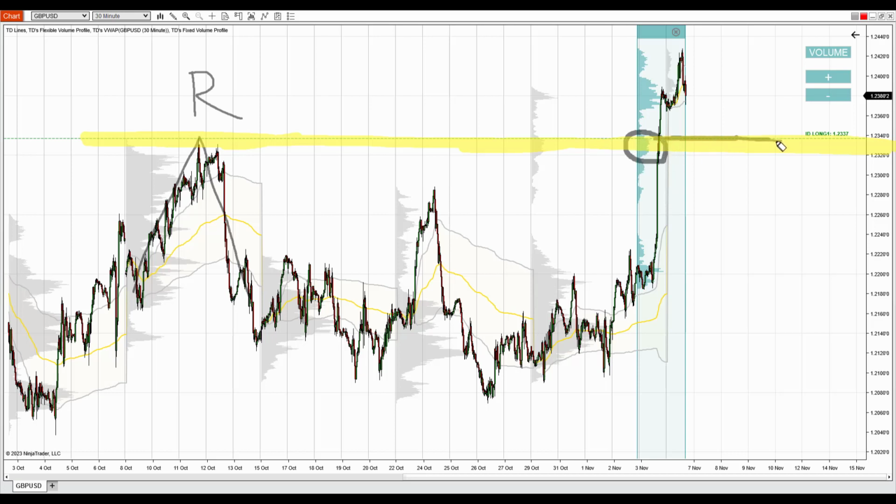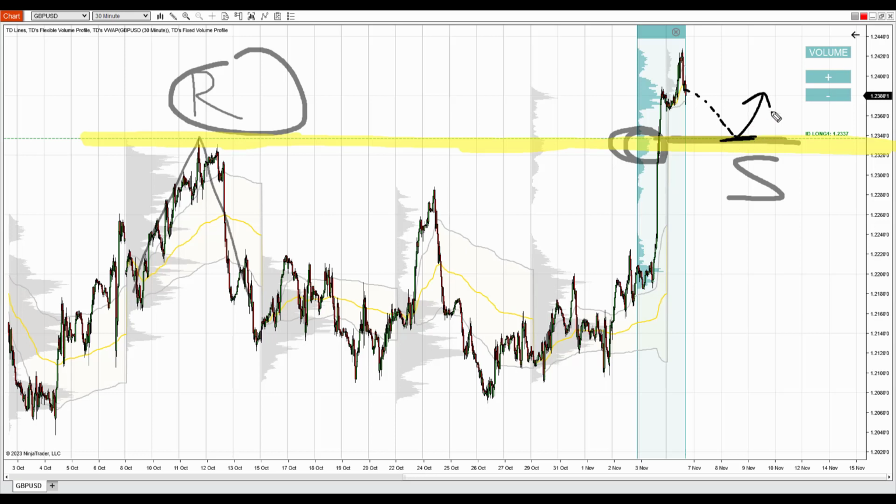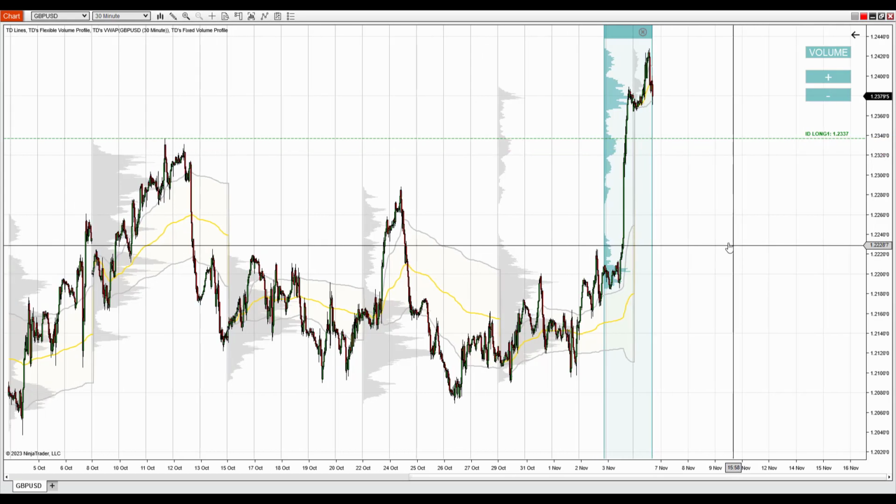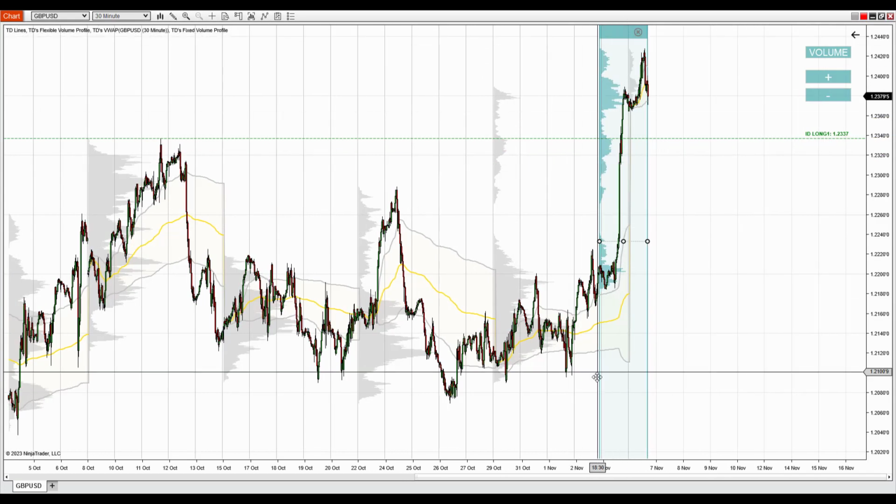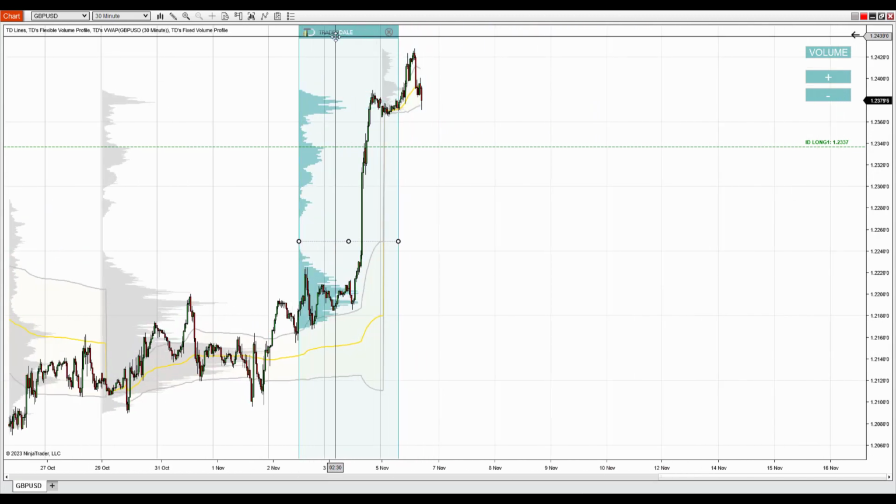So again, we have a combo of volume profile setup and price action setup, which is telling us that resistance became a support here. So what we need to do now is just wait for that pullback, and if it occurs, then we can take it from here, ideally using order flow for confirmation. So that's for the British pound. Let me now switch over to the next chart.